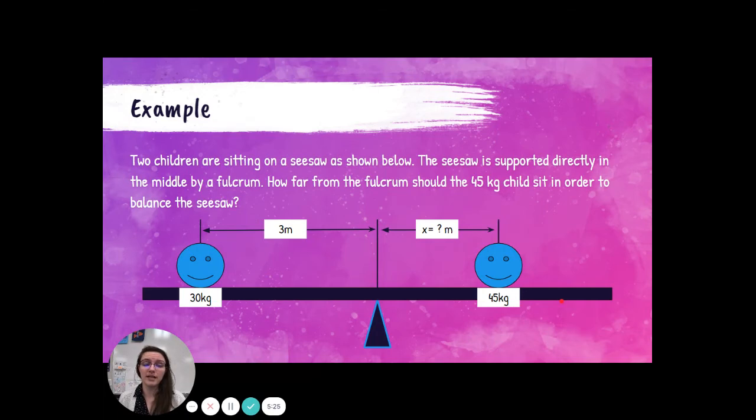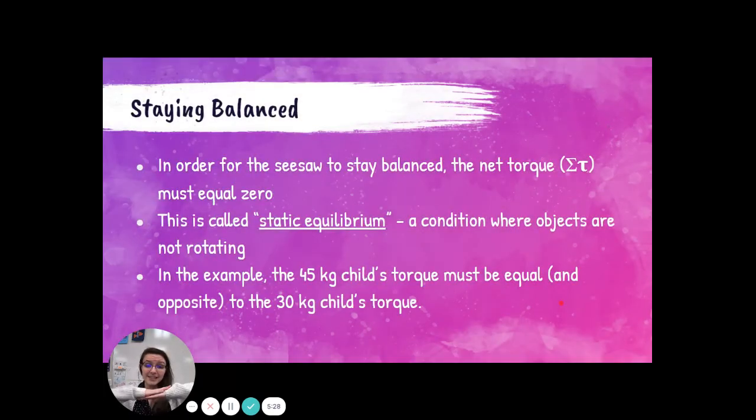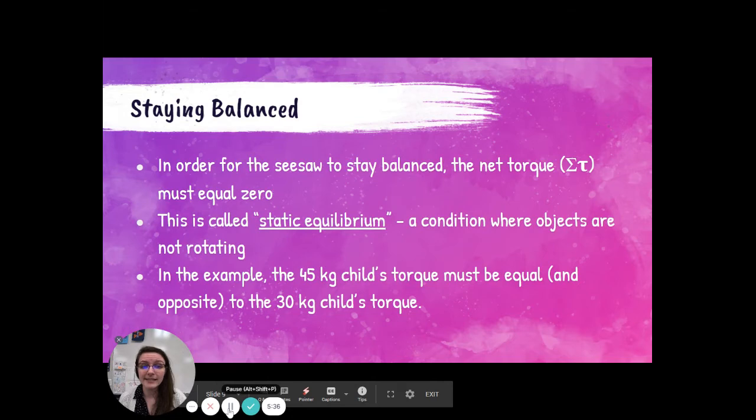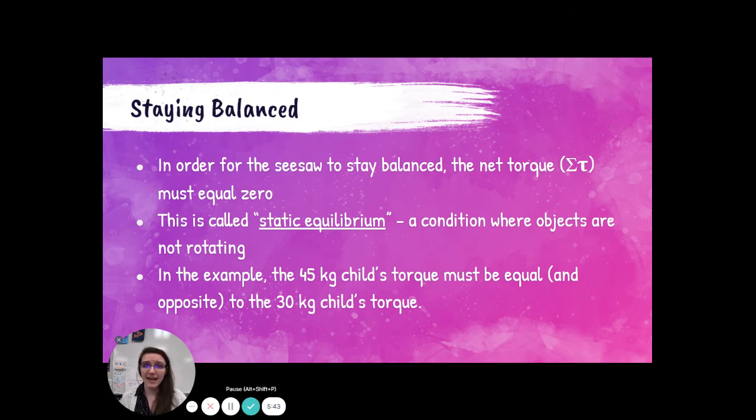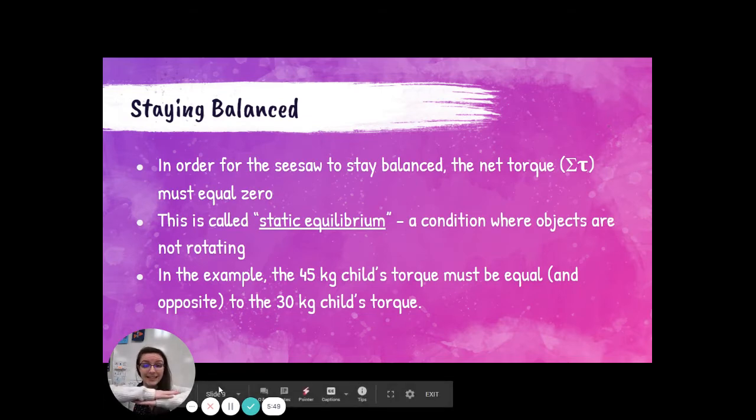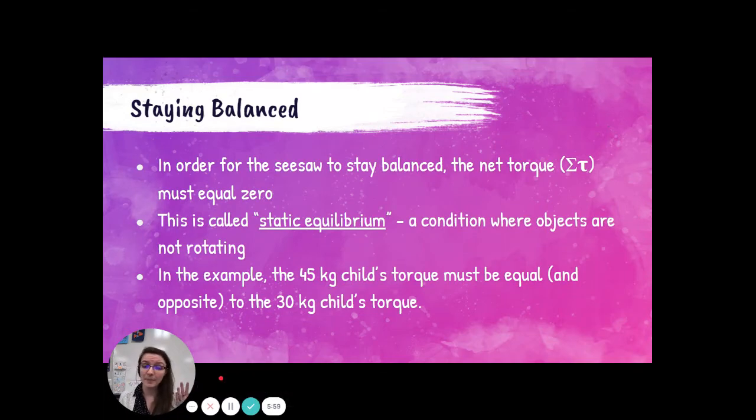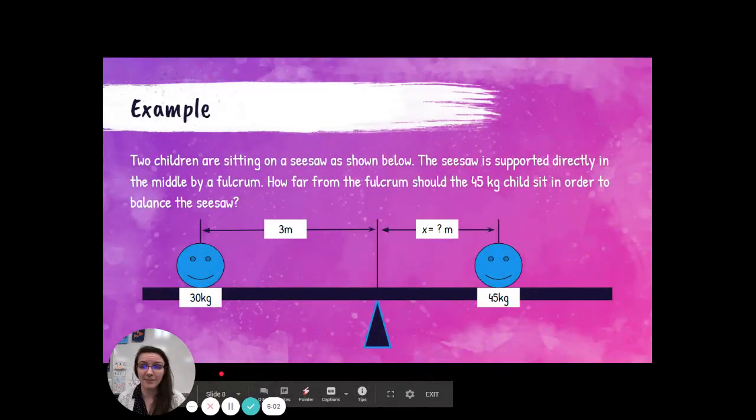It is not rotating. In order for something to stay balanced or not rotate, I need the net torque, or the sum of my torques, to equal 0. This is a state or a condition called static equilibrium, where I have things that are not rotating. Remember static friction, you were not yet moving. Static equilibrium, everything is equal and not rotating. So in this example, I need the torque caused by the 45-kilogram child to be equal and opposite to the torque caused by the 30-kilogram child.